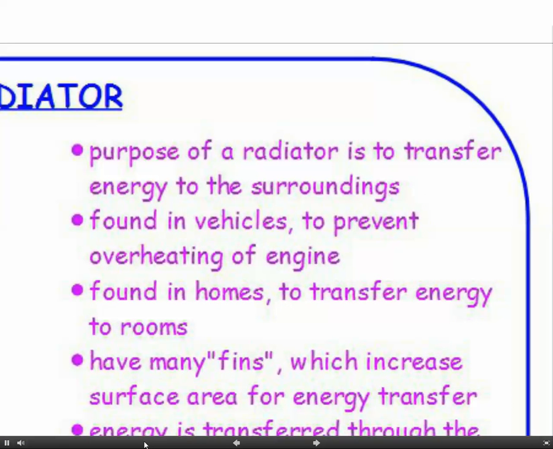A radiator. Now the whole purpose of a radiator is to transfer energy to the surroundings. That's the point of it. We find them in vehicles to prevent overheating of the engine. We also find them in homes to transfer energy to the rooms to heat them up. And they're designed to have many fins which increase the surface area for energy transfer.